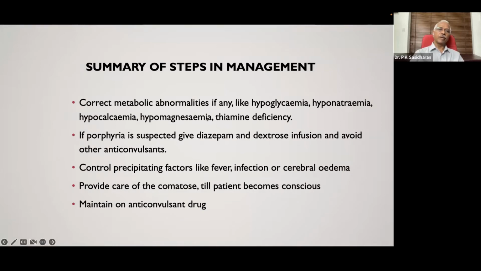So summary of steps in management will be correct all the metabolic abnormalities like hypoglycemia, hyponatremia, hypocalcemia, hypomagnesemia, thiamine deficiency. Not only that, even folic acid deficiency, vitamin D deficiency included. If porphyria is suspected, give diazepam and dextrose infusion, avoid other anticonvulsants. And all the precipitating factors, including cerebral edema, have to be controlled because seizure begets seizure.